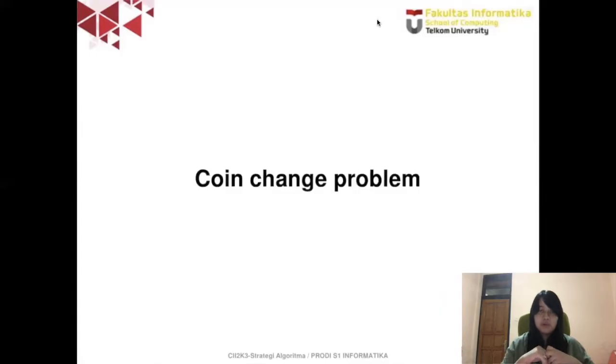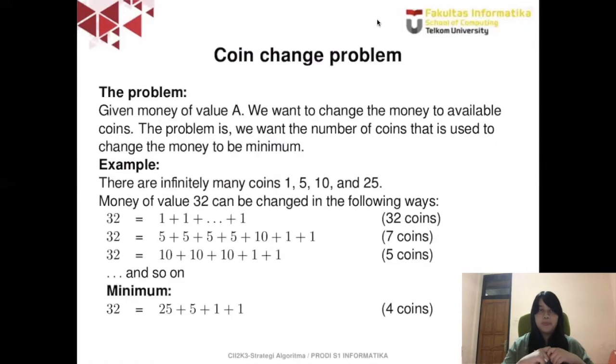For the first example, we can see a coin change problem. The problem is we have a money of value A and we want to change the money to available coins. But the problem is we want the number of coins used to change the money to be minimum. So we want to have a minimum number of coins to change the money with. For example, if we have coins 1, 5, 10, and 25, and also we have money of value 32, we want to change it with these coins.